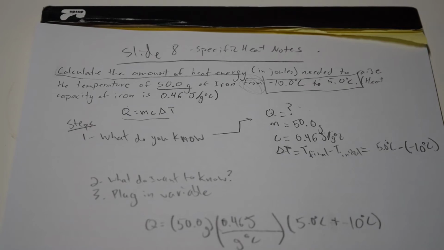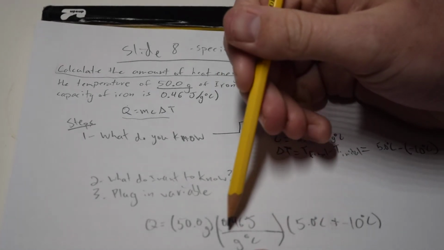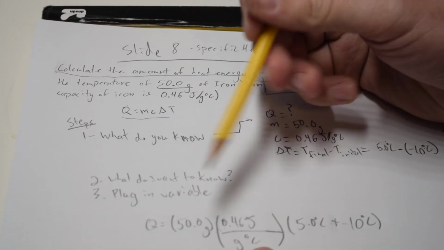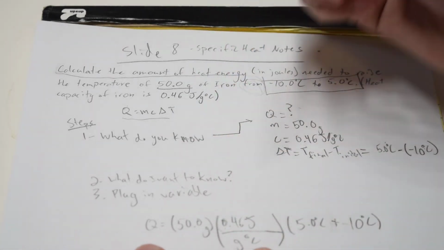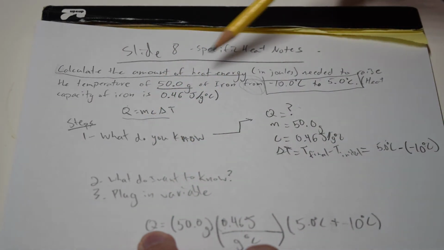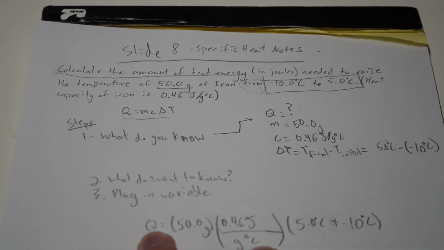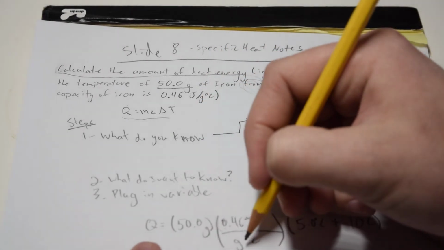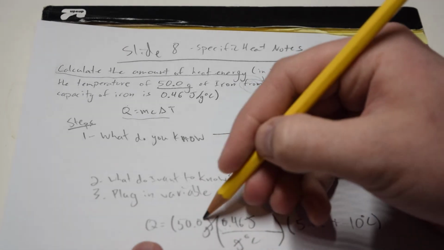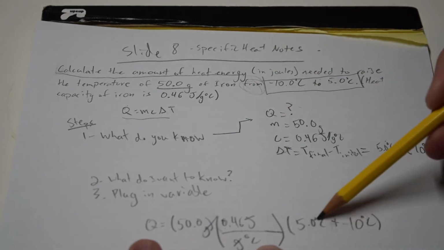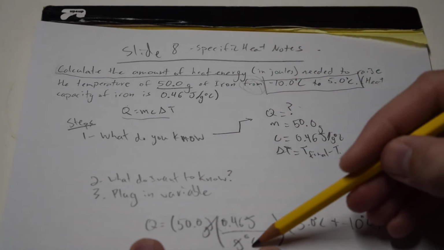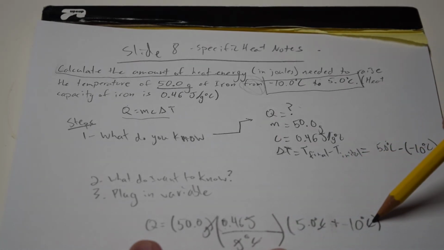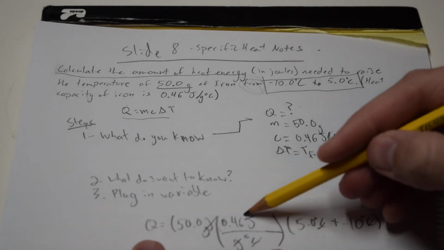All right. Now, the reason why I set this unit up like this is because I need these units to cancel. Q, my heat energy, has to be in joules. So as we cancel units, grams will cancel because it will divide out. And then degrees Celsius will also cancel out when you divide. And then I'll be left with joules.